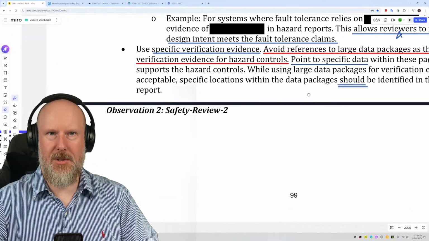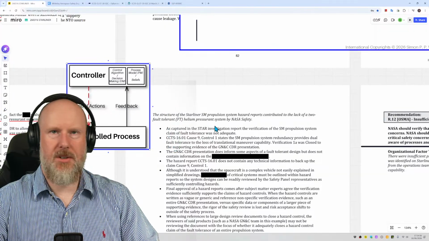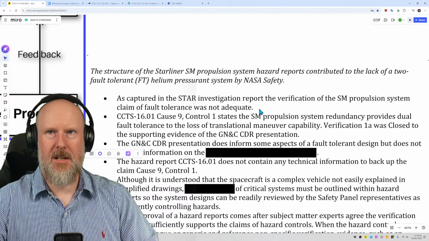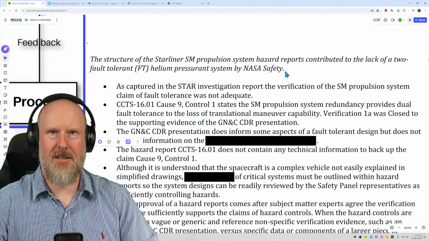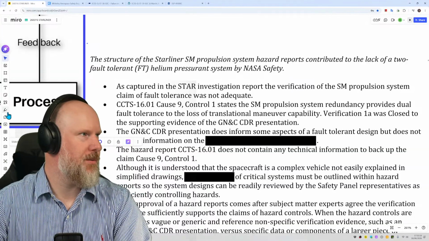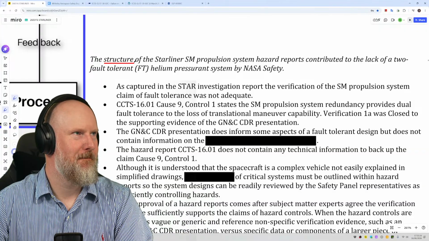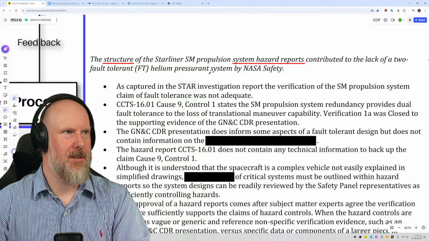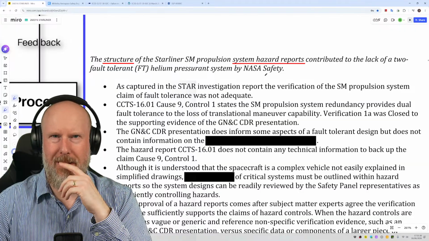Okay, observation number 2, safety review number 2. The structure of the Starliner service module propulsion system hazard reports contributed to the lack of two-fault tolerant helium pressurant system by NASA Safety. So the structure of the reports. This is interesting. Contributed to the lack of two-fault tolerant helium pressurant system by NASA Safety. That sentence doesn't quite make sense to me.